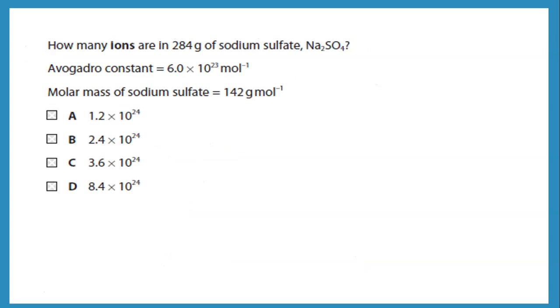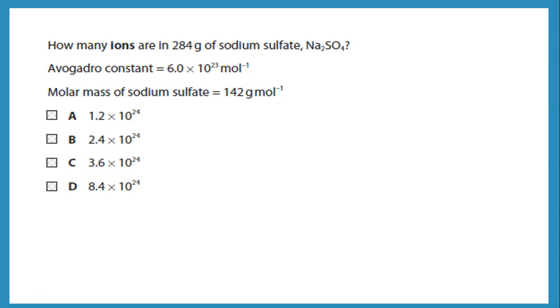Okay, another question. How many ions are in 284 grams of sodium sulfate? Now we said the Avogadro constant is the number of what? This is the number of molecules. Remember that. Avogadro constant is the number of molecules, or the number of atoms if I have only one atom, or the number of ions if I have only one ion. But otherwise I have to get the number of moles and multiply the Avogadro's constant with that.